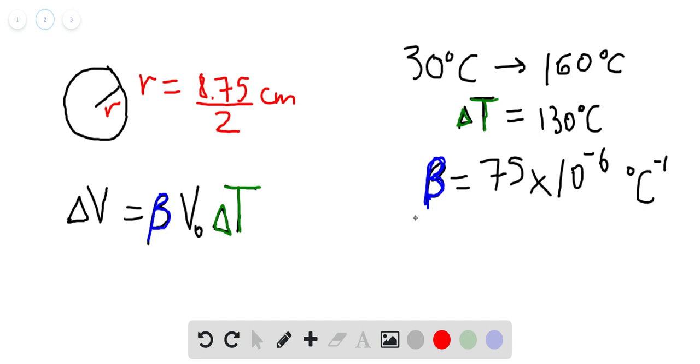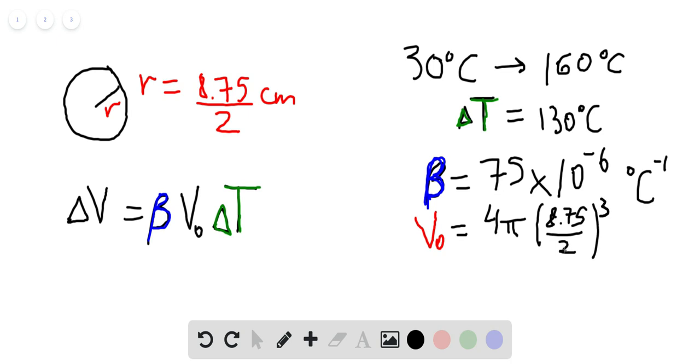And so using this, we will be able to calculate V0. It is 4 pi times 8.75 divided by 2 cubed, and the whole thing divided by 3. And this is equal to 350.8 centimeters cubed.